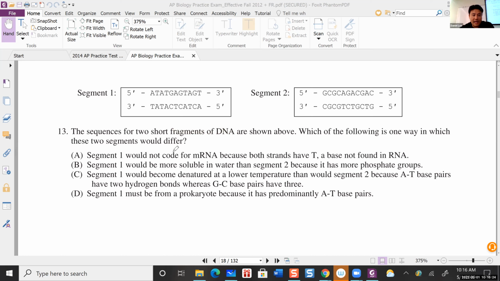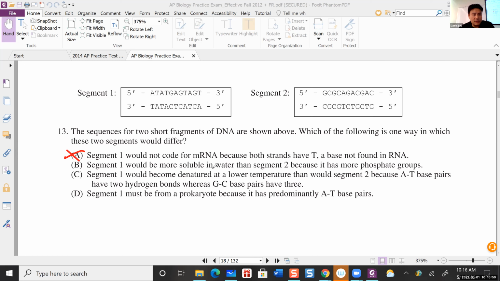So segment one will not code for mRNA because both strands have T. Doesn't make sense, okay? They're all DNA. There's no reason why segment one would not code for mRNA. The more soluble in water, become denatured at lower temperature and must be a prokaryotic cell. So how do we decide, guys? Okay, so A is wrong. It doesn't make sense. Let's look at B.